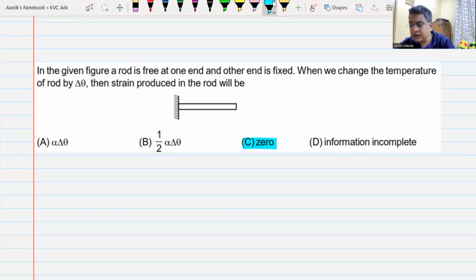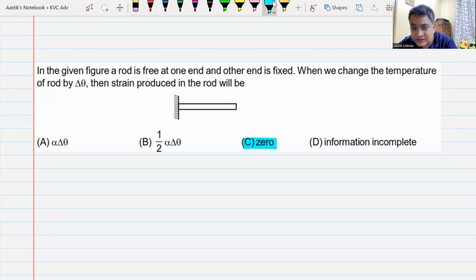I told you that, no? If it is free, it will expand. The internal forces do not come into the picture because it can expand. Yes or no? See, to create a thermal stress, it must be constrained. Do we understand this? Yes, sir. It must be constrained.